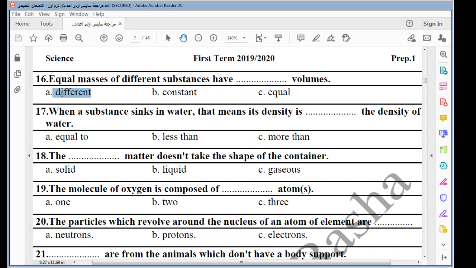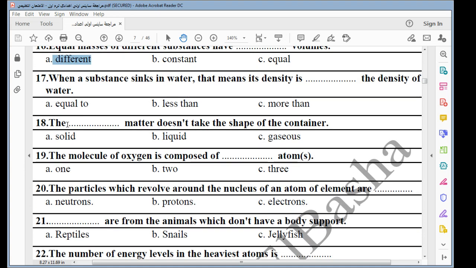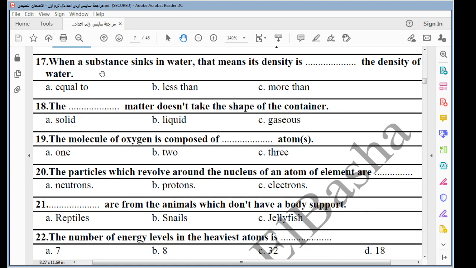طيب. Number 16, equal masses of different substances have space volumes. طبعا has ايه different volumes. Number 17, when a substance sinks in water, that means its density is space the density of water. تبقى number C اللي هي more than the density of water.